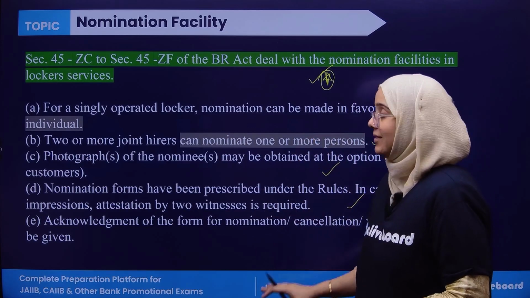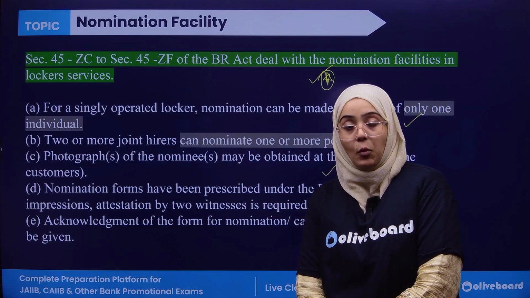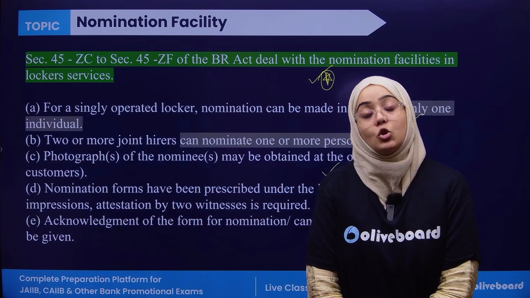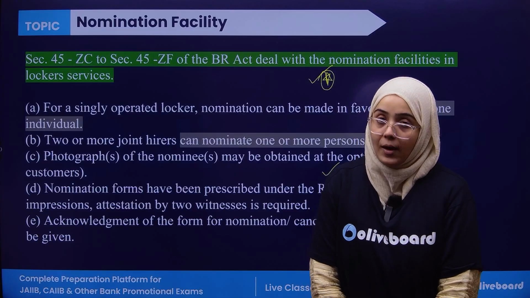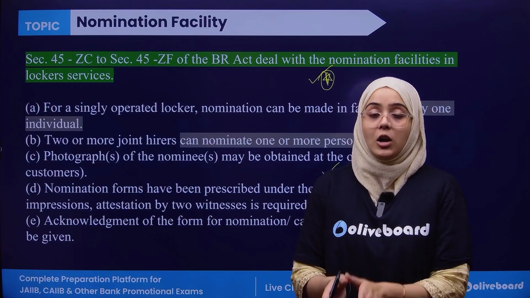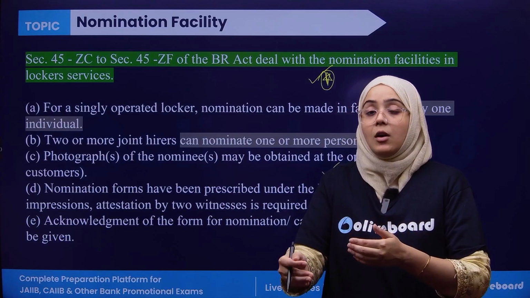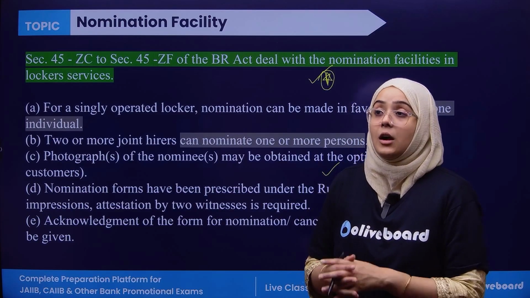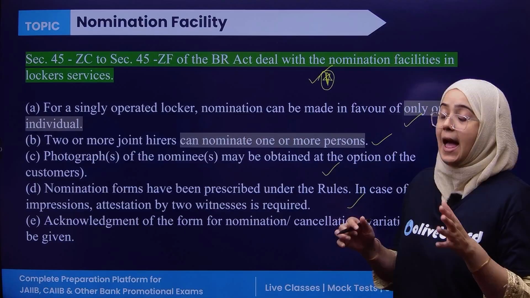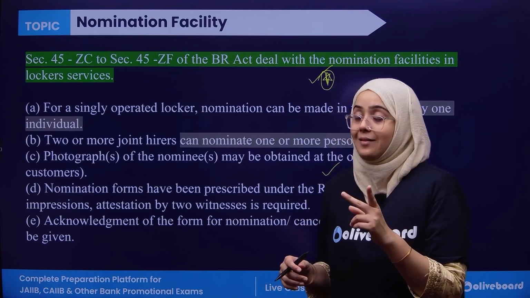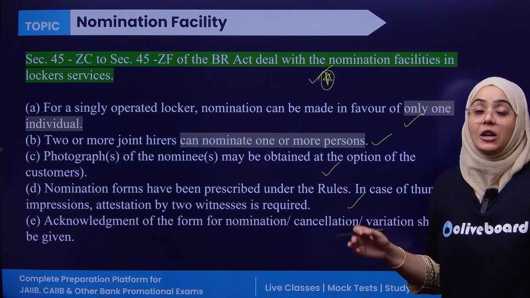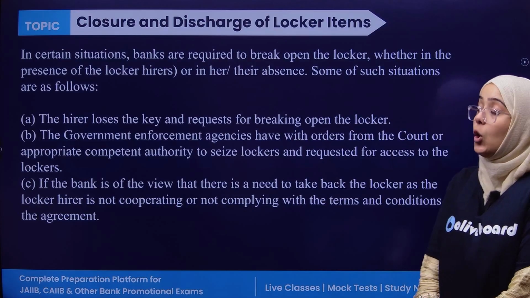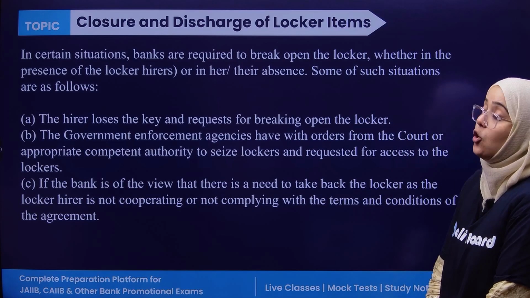Acknowledgement of the form for nomination, cancellation and variation should be given. So these are all the cases for the nomination facility. For a joint account there can be more than one nominee. If you are a single holder, you should have only one nominee. If you want to change the nominee, an acknowledgement form should be there. If you want to give authorization to a nominee, the self attestation as well as the signature, all things should be verified and done in the presence of two witnesses. Lastly, the photograph of the nominee should be available to the bank.